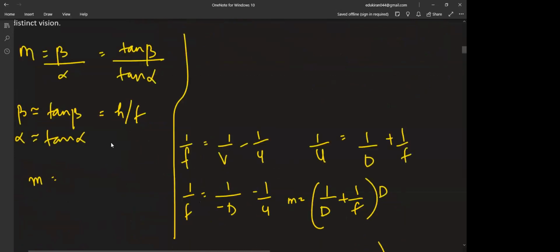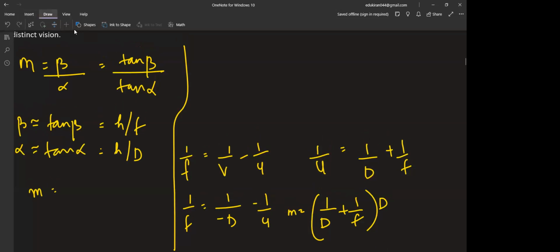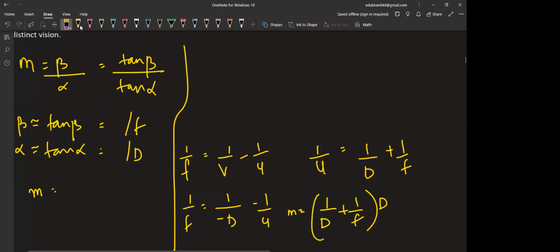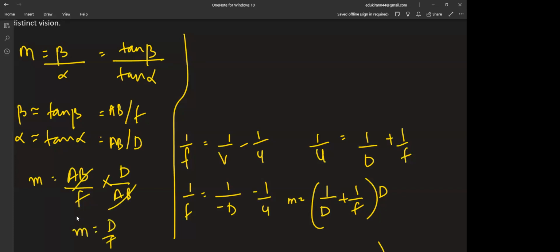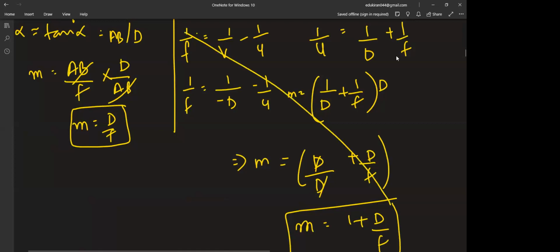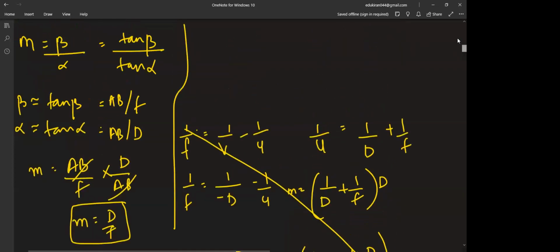That is H by D, or instead of H, you can write AB also, because we have been writing it as AB, no? AB by F, AB by D. Now you take their ratios. So this becomes AB by focus into D by AB. AB will be cancelled, magnification will be D by F. That's it. No need to write all these. Please don't copy this. This was for the first case. Quickly write down the second case also.